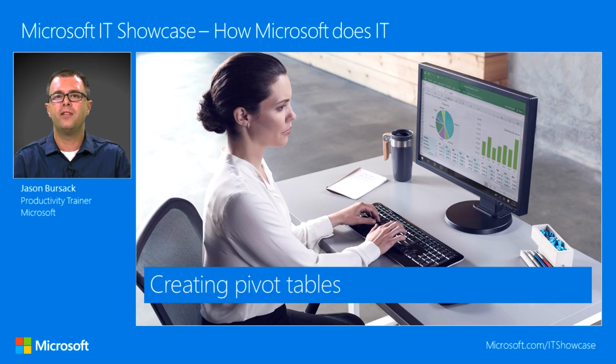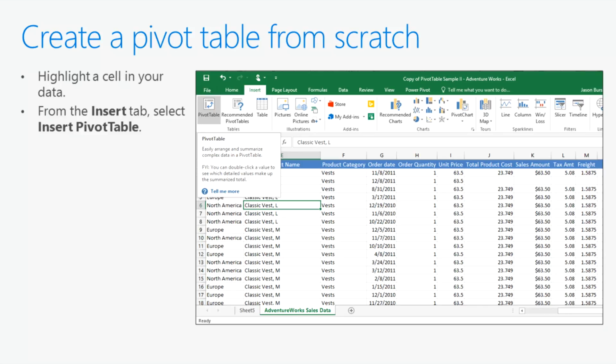So we'll start with creating pivot tables. Now, in order to create a pivot table from scratch, you'll take your data in Excel. And you don't need to highlight manually all of the data. I've seen people try to do this. Now, you did have to do this way back in Excel 2003. But right now, all you have to do is click on a cell.